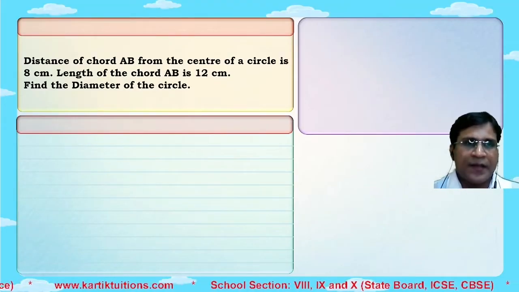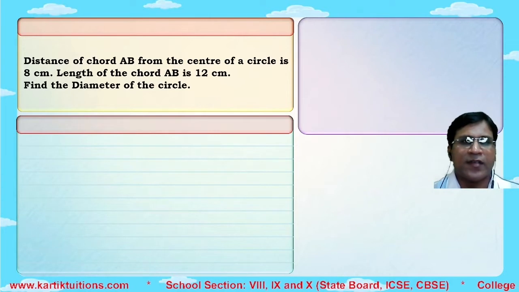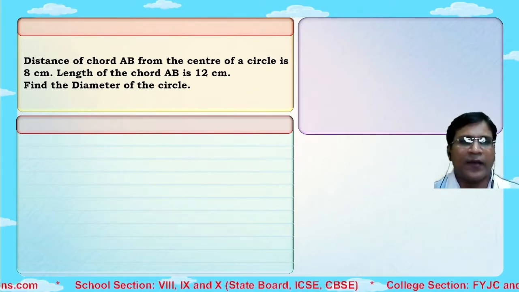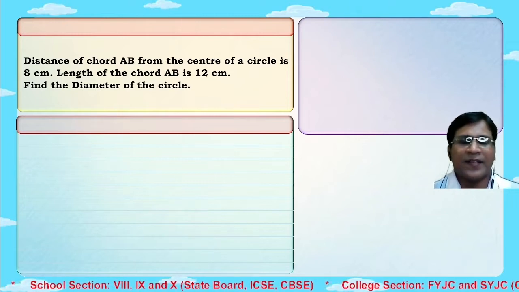What is given? Distance of a chord AB from the center of a circle is 8 cm. Length of the chord AB is 12 cm. Find the diameter of the circle. Now let us analyze what is given.